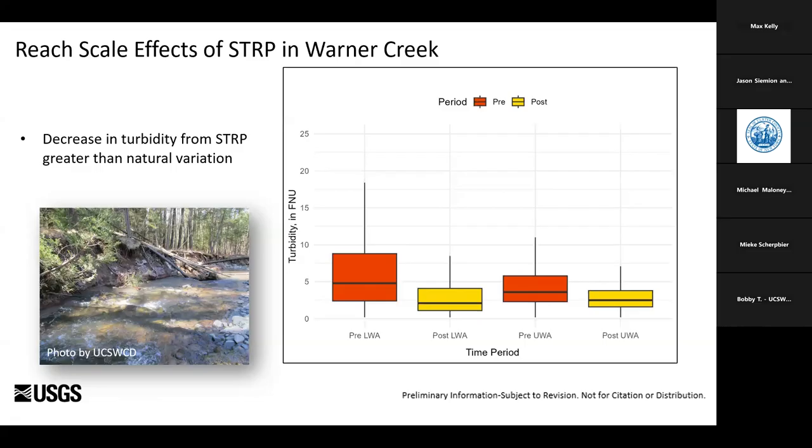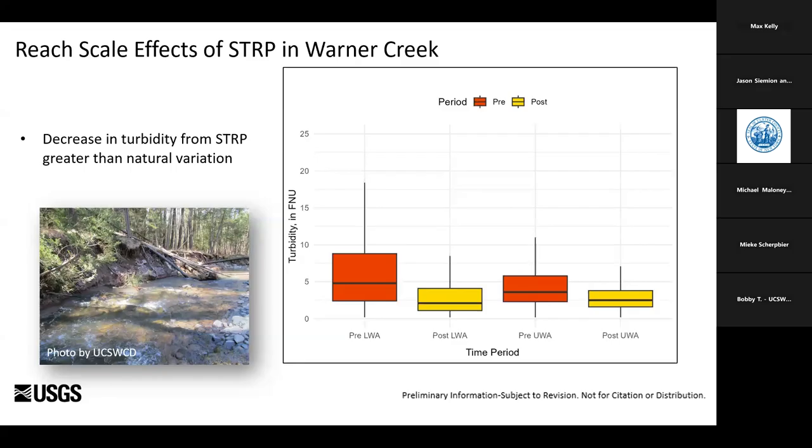So looking from left to right on this figure here, we have the pre-period data distribution for the downstream Warner site, LWA. We can think of that as lower Warner, the downstream site of this STRP. The second box plot is the post-period for the downstream site. The third is the upper site pre-period, pre-STRP. And then finally, the fourth box plot on the right there is the post-period for the upper site.